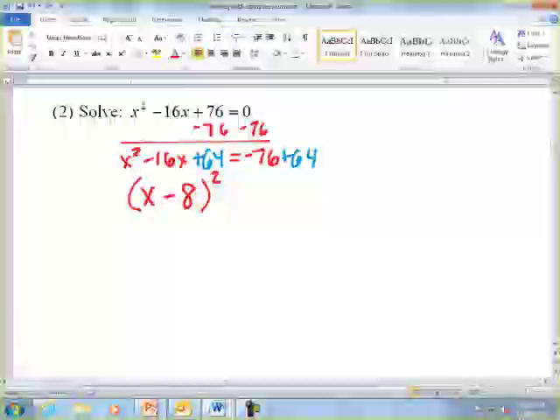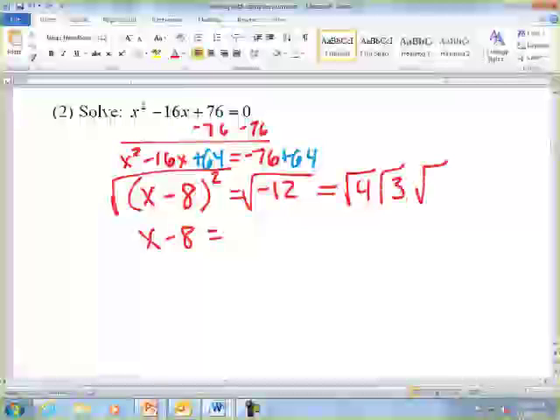Square root, sign, square root. Okay, so each term plays a role. Equals what? Negative 12. Then what? Square root both sides, and I get x minus 8 equals. Now we need to simplify the square root of negative 12. How does 12 break down? So we could go 4 times 3 is 12, and then that negative. This will break down as 2 times the square root of 3.